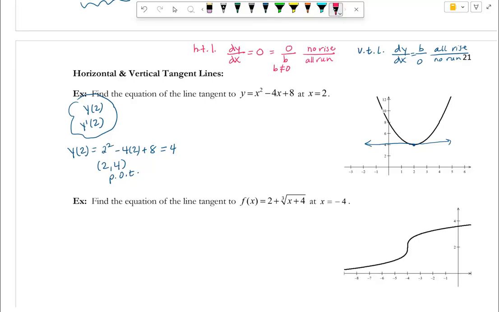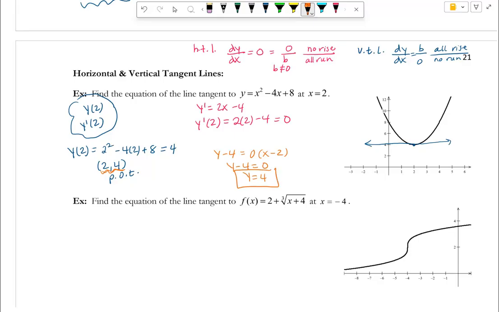To find y prime of 2, I first need y prime as a function of x. So we get 2x minus 4 for y prime. So y prime evaluated when x is 2 is just 2 times 2 minus 4, which is 0. So again, I could go back to point-slope form. I could think of this as y minus 4, and that's the 4 from our point of tangency, equals 0 times x minus 2. That 2 is the input of our point of tangency. But that's the same as just y minus 4 equals 0, which is the same as y equals 4.